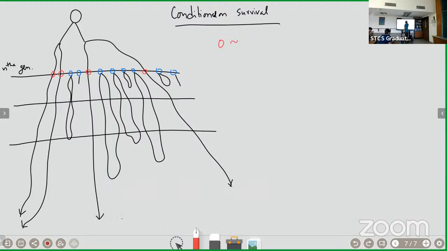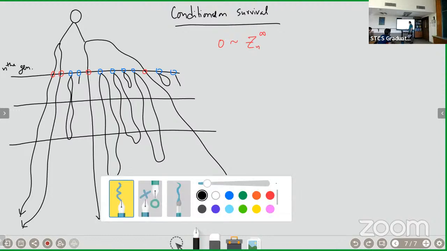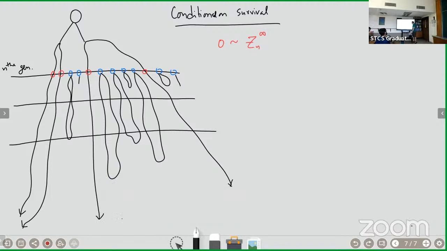What is the distribution of red and blue, conditioned on survival? We did the opposite exercise. We conditioned on extinction and tried to find how large the population is, or what the distribution of the random variables is. Here we are doing the opposite. Now what do you expect?